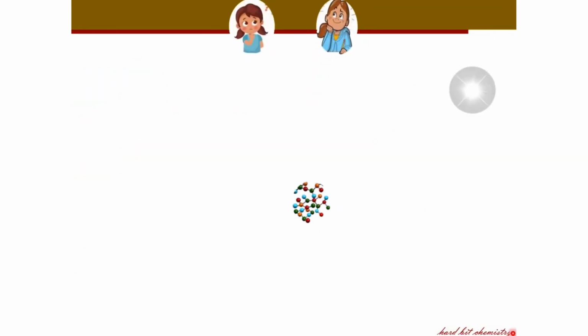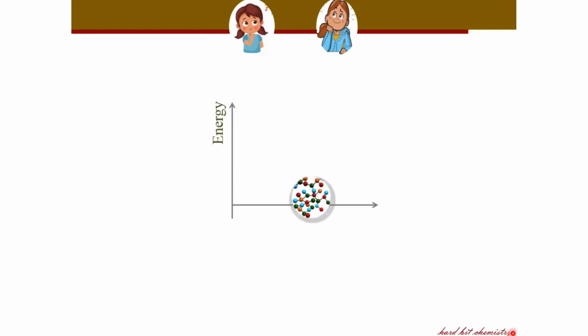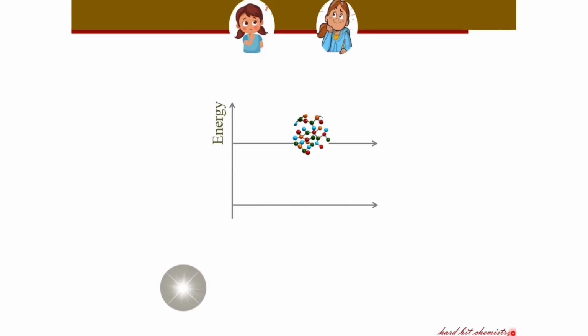And let's see how this interaction occurs. You've got a molecule possessing a certain amount of energy, and when light falls on this molecule, the molecule can absorb a certain component of the light and can be excited to a higher energy state. And now what happens to the light? Only a part of the light is absorbed by the molecule, and the rest of the light is transmitted.